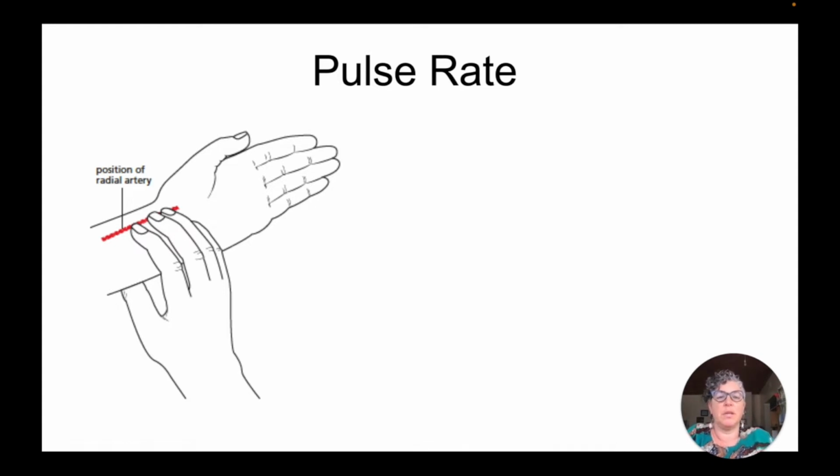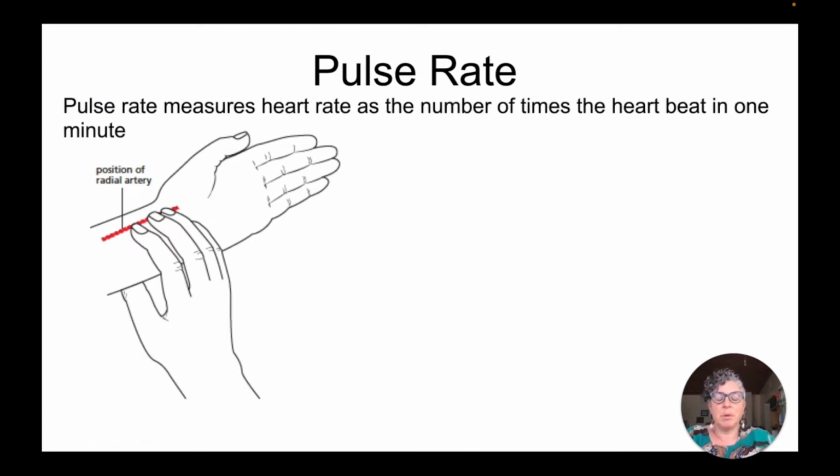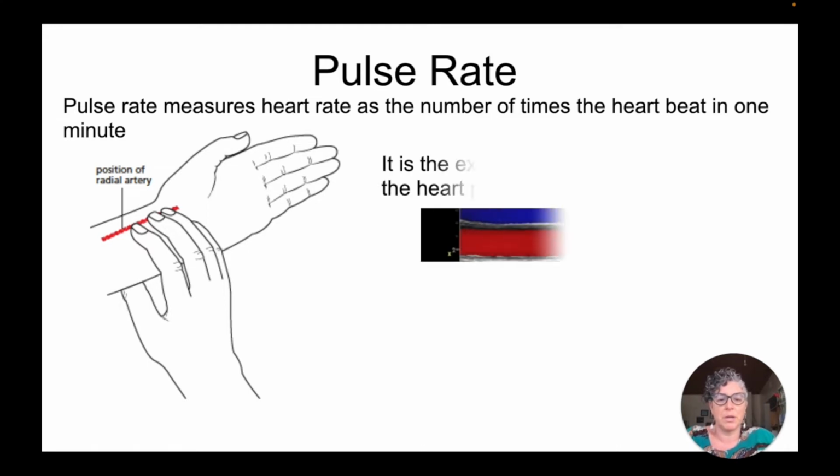The first one is pulse rate, and pulse rate is measuring the heart rate as the number of times the heart beats in 1 minute. And there are various locations on the body that are used. Typically, the wrist, which has the radial artery, is the one that would be used by nurses and doctors in the hospital, or when you're having some sort of checkup in order to measure your pulse rate.